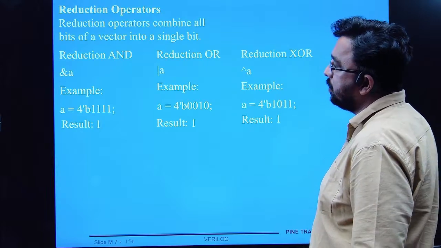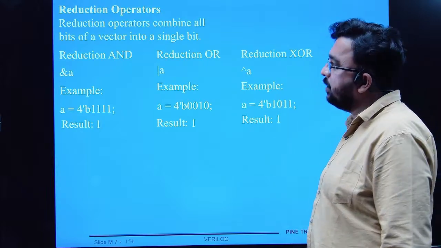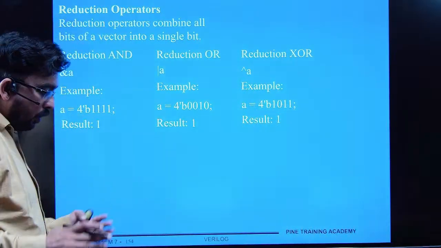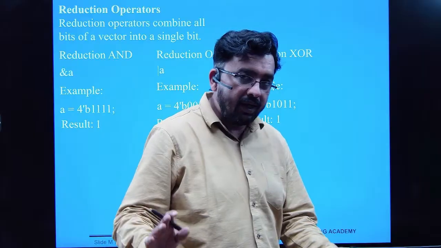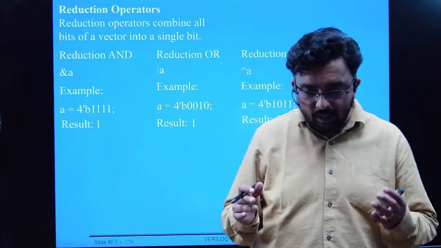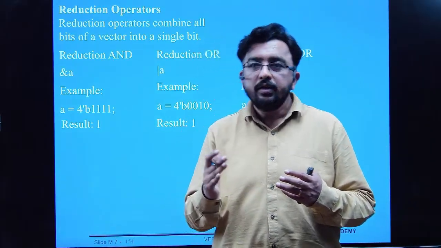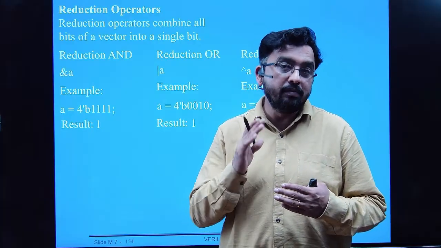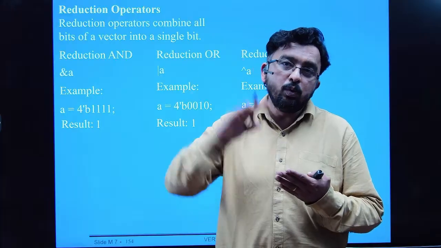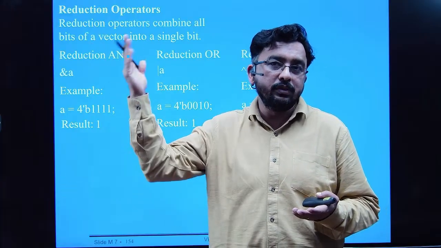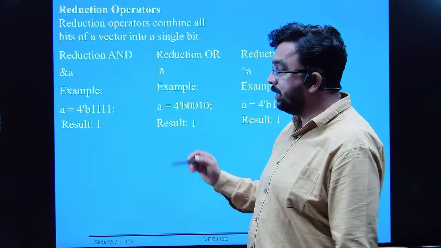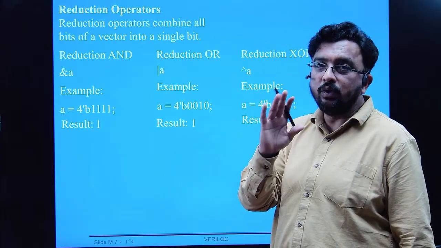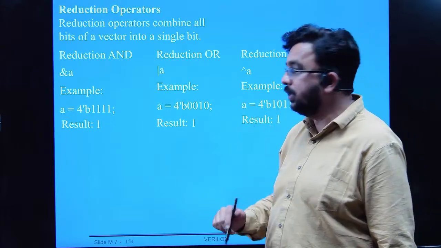Reduction operators. Later on we'll see reduction operators. What is reduction? A reduction operator always works on vectors only. That means you have a minimum of 2 bits. It's always on multiple bits. Multiple bits means a minimum of 2 is required, 2 to any number, 2 to 1000, any number. So basically reduction operators always work on vectors. Please note this: reduction operators always work on vectors.